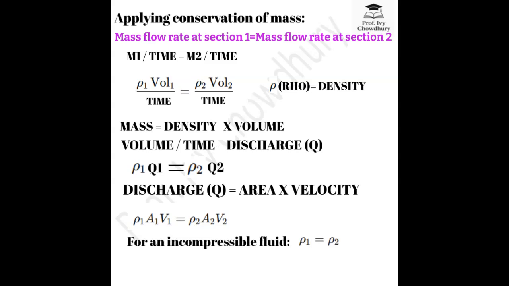For an incompressible fluid like water, density is constant. That is, ρ1 is equal to ρ2. So the equation becomes a1v1 equals a2v2. This means, when area decreases, velocity increases.